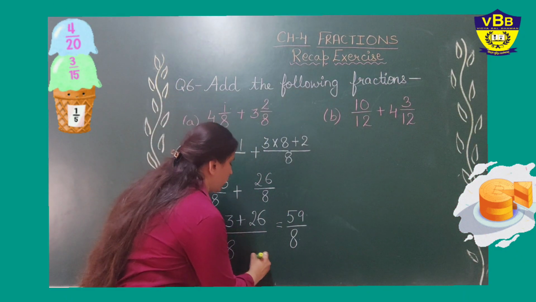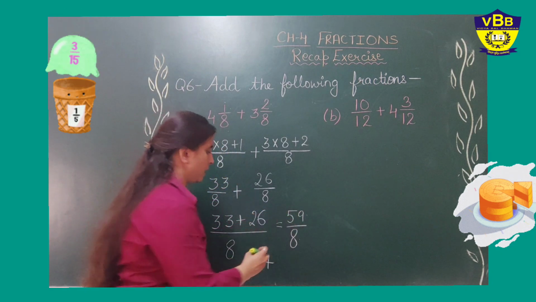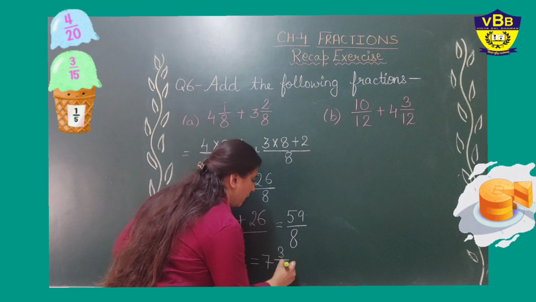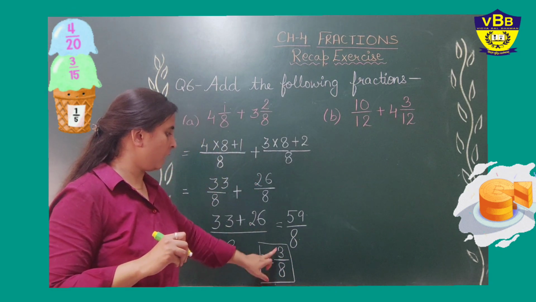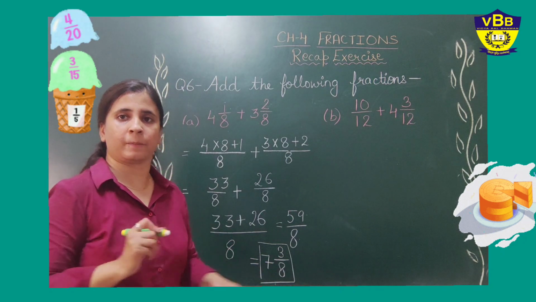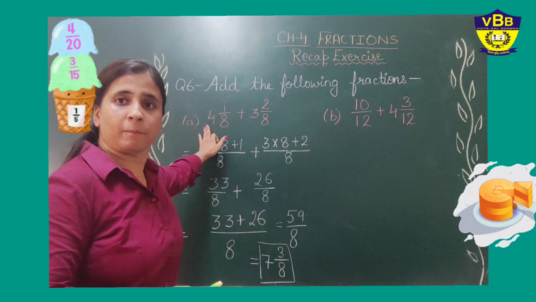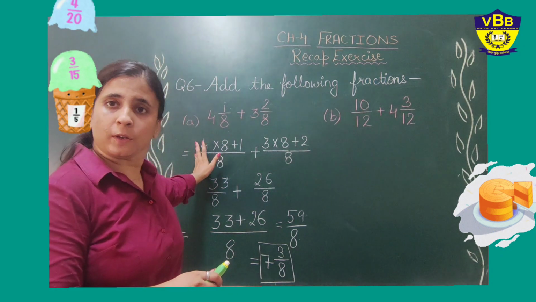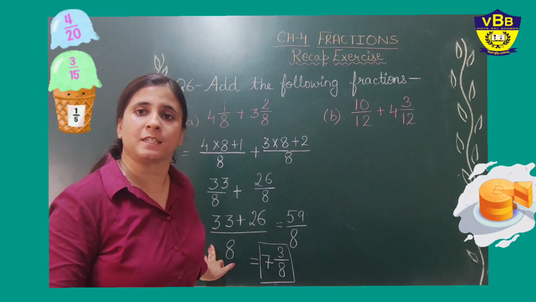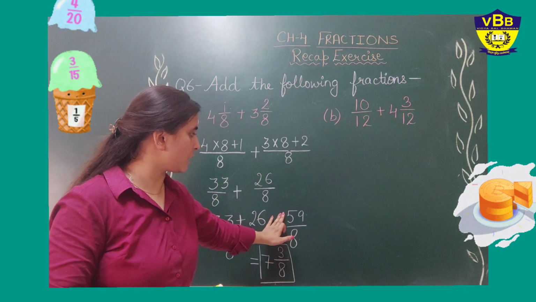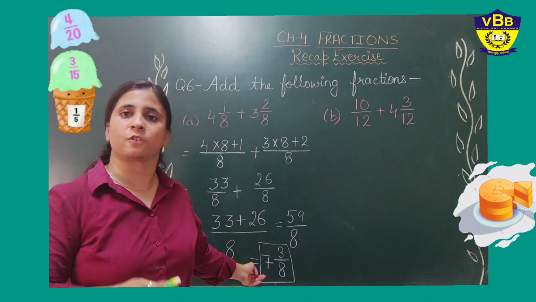When you convert it into a mixed fraction, 7 will become the whole number, 8 7s are 56, 3 will be the remainder, 8 will remain the denominator. So this is your answer, 7 3 upon 8. I hope you understood. Whenever we have to add improper or mixed fractions, convert into improper fractions, add the numerators if the denominators are the same, and if the answer is coming as an improper fraction, convert your answer into a mixed fraction.